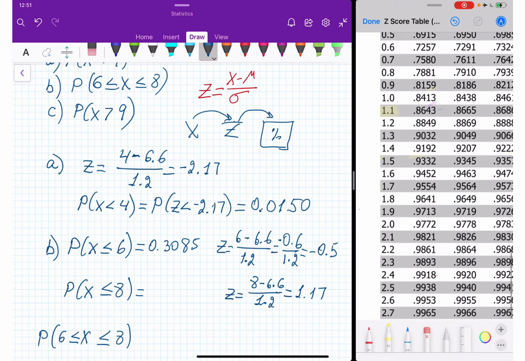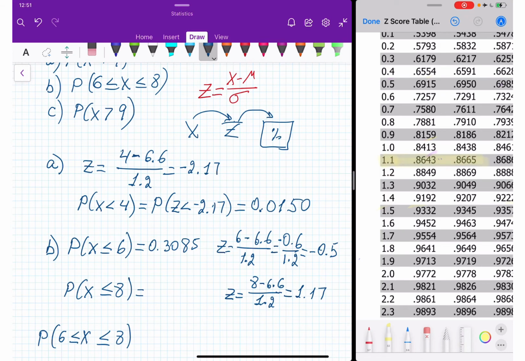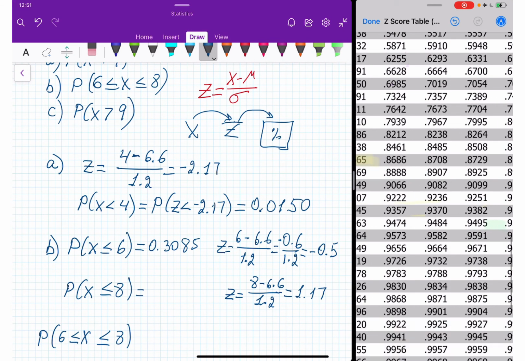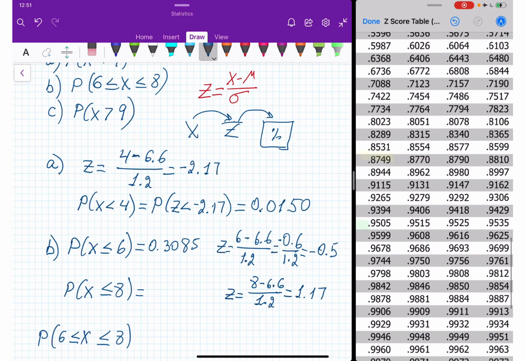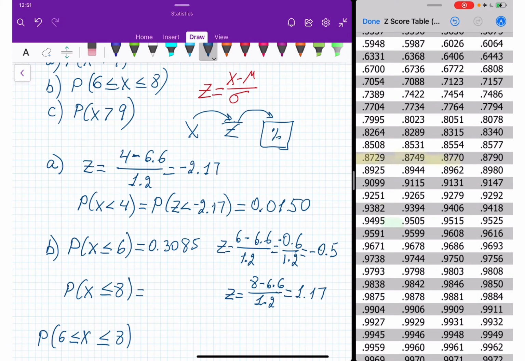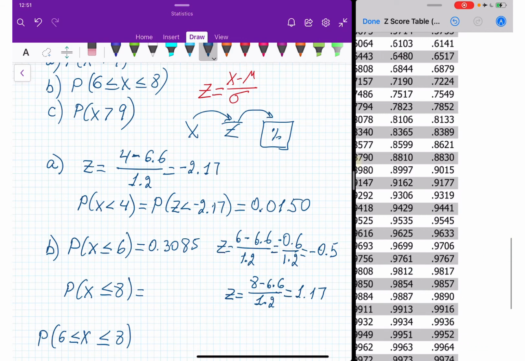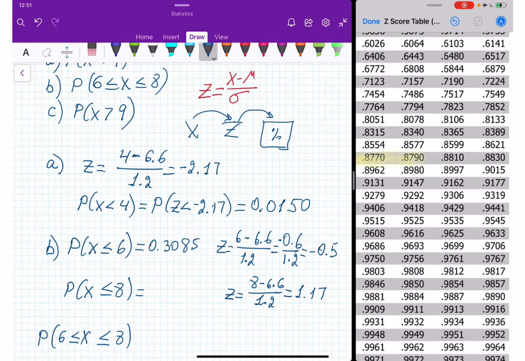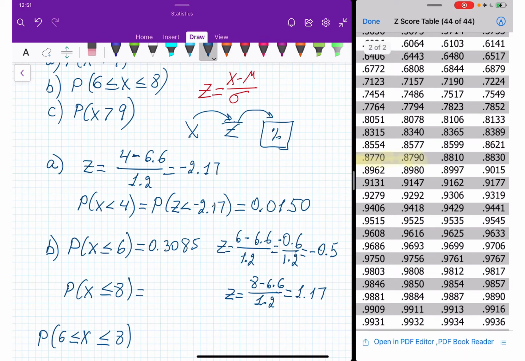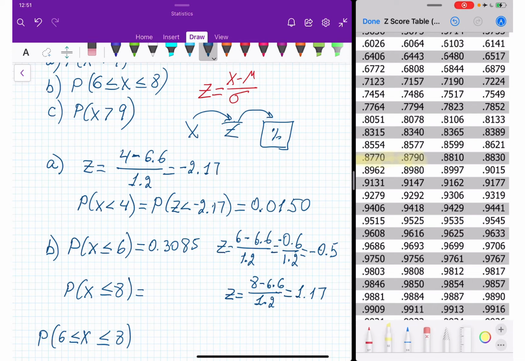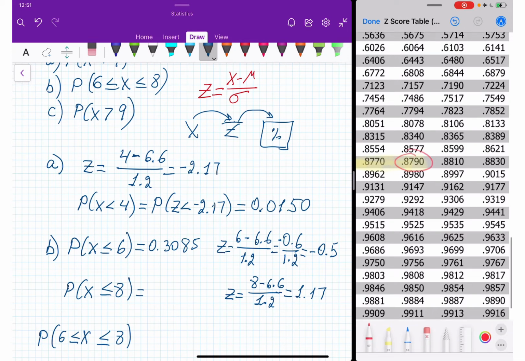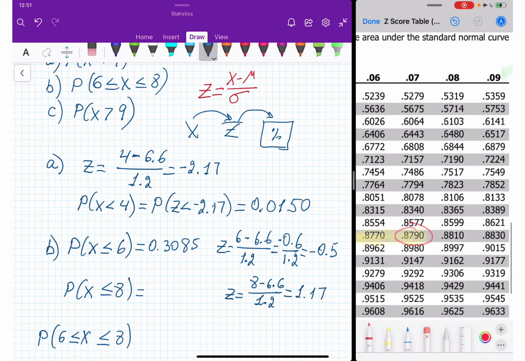And now we need to go all the way where 7 is. 7 is going to be 2 columns till the end, because the last one is column 9, so 7 is going to be 2 columns before. So this one is going to be 0.8790. Okay, let's check it. Yes, indeed. So 0.8790.